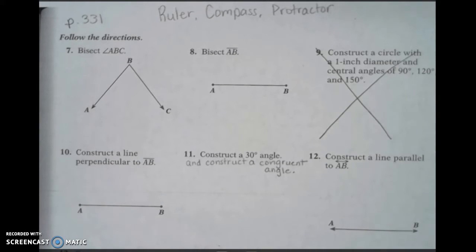Today we will be reviewing some constructions on page 331. We will be doing numbers 7 through 15 excluding number 9. You will need a ruler, compass, and protractor to complete these constructions.